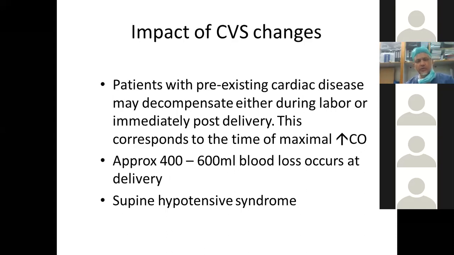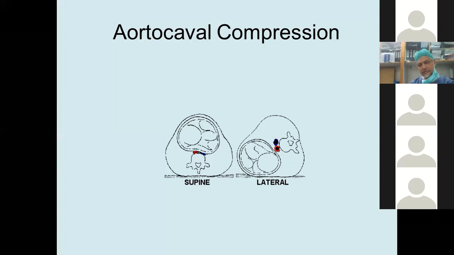Supine hypotensive syndrome occurs because of the gravid uterus lying over the inferior vena cava. So you need to put a wedge below the right buttock so that compression does not occur. You can see the image. If the patient is supine, the aorta and inferior vena cava are both compressed by the gravid uterus. If you turn the patient laterally, that will resolve the hypotension.